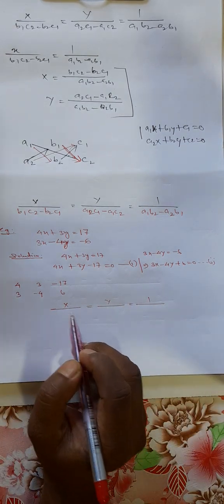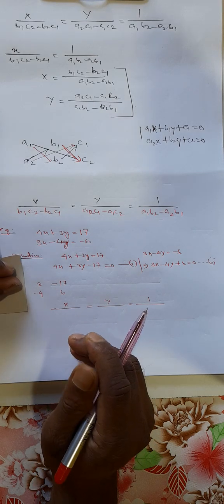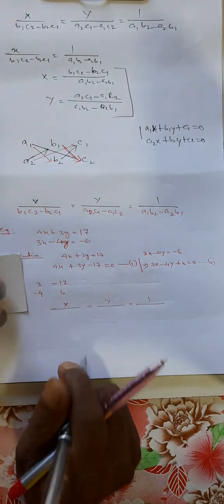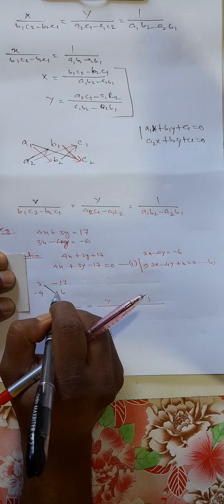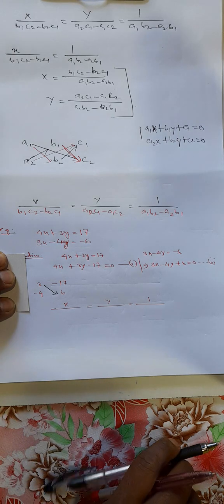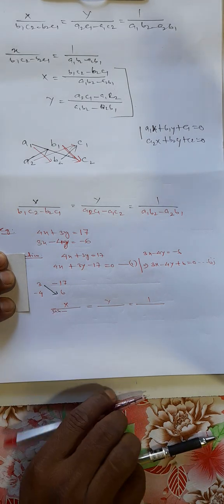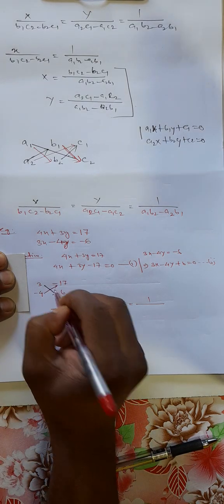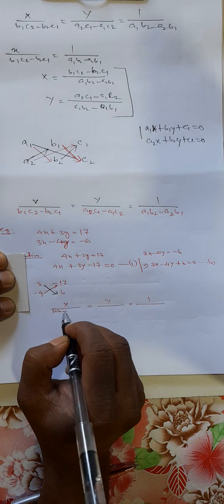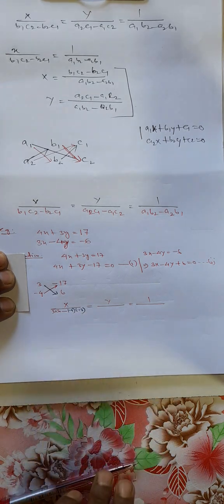Now in case of x, you will hide the coefficients of x, so you do cross multiplication here, starting from, say, the blue line indicating first one, 3 into 6, minus, suppose the red line indicates second, minus 4 into minus 17.